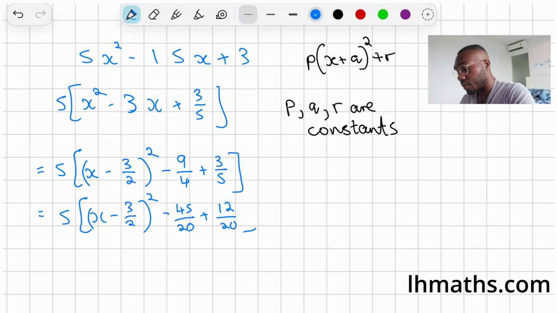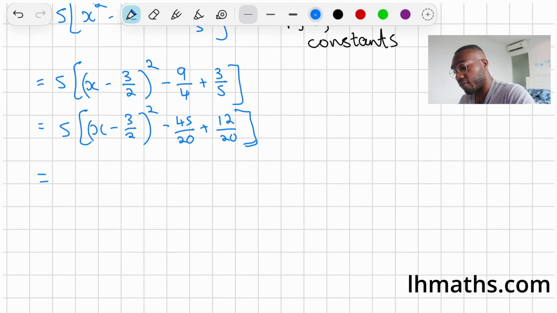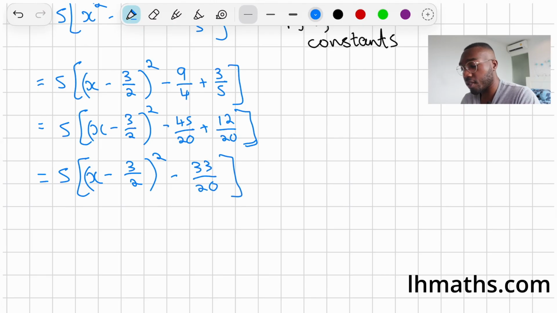Okay. And then if I just scroll up, we have 5(x - 3/2)², and that would give us minus 33 over 20. Okay, and now we're at this stage. Now we can just put everything together.